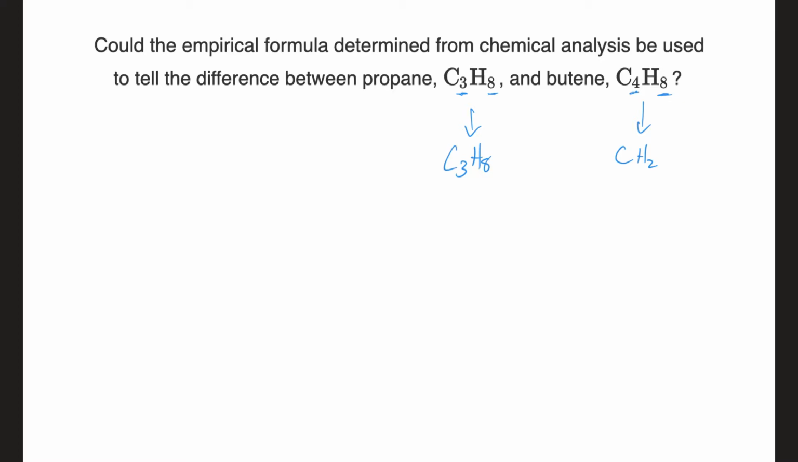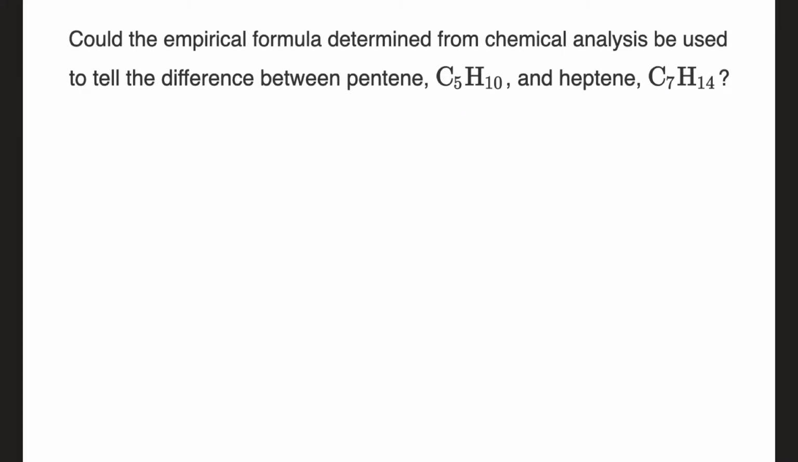So you will be able to tell the difference between the 2 of those since they don't have the same empirical formula. In contrast, where we have C5H10 and C7H14, both of these have the same empirical formula. If I simplify those ratios down, it comes to a 1:2 carbon to hydrogen ratio. And so they have the same percent composition by mass if you go ahead and calculate those out, which then means you couldn't tell the difference.